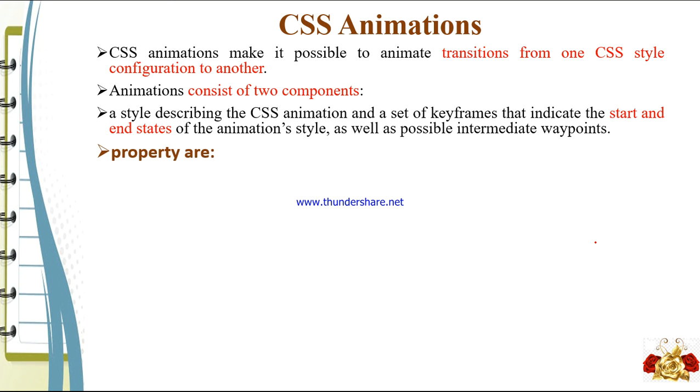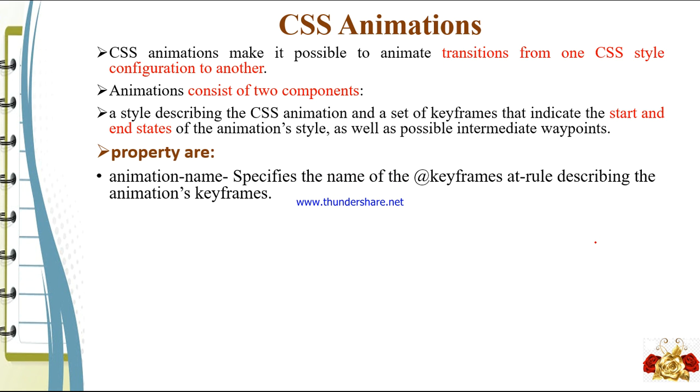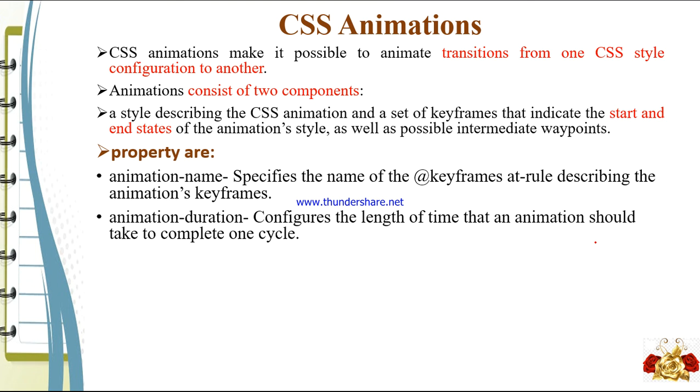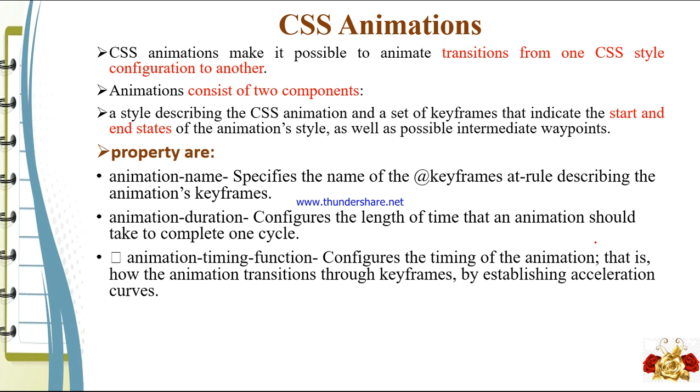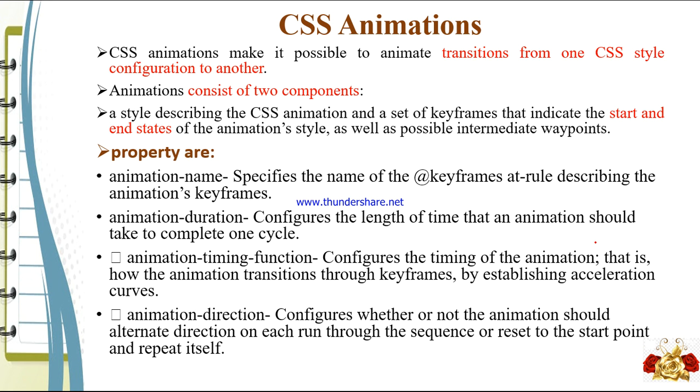So the properties used for this animation are: first, animation name, which is specifically the name of the animation keyframe. Second, duration, the length of time the animation takes to complete one cycle. Third, timing function, configuring the timing of the animation. Fourth, direction. These are some of the animation properties used in CSS animation.